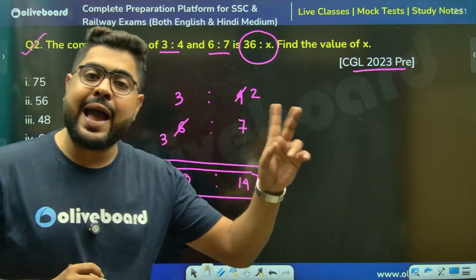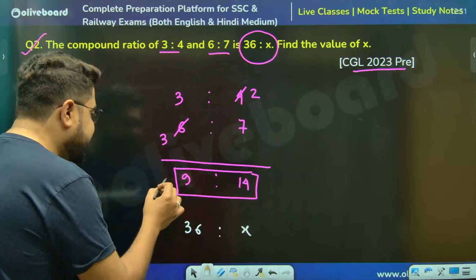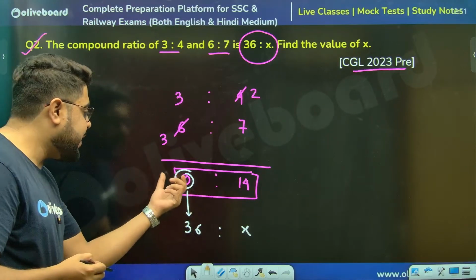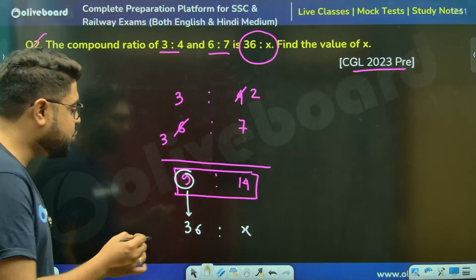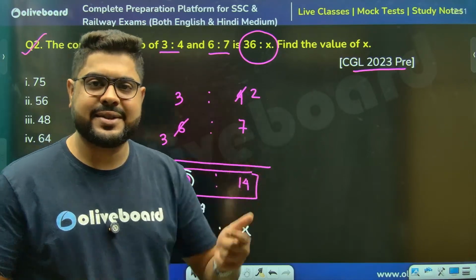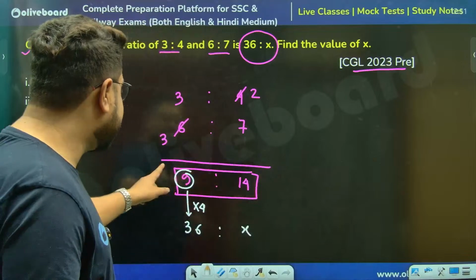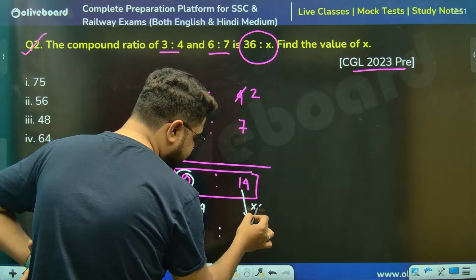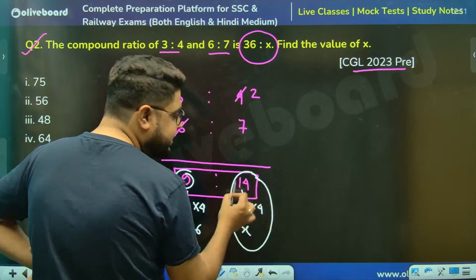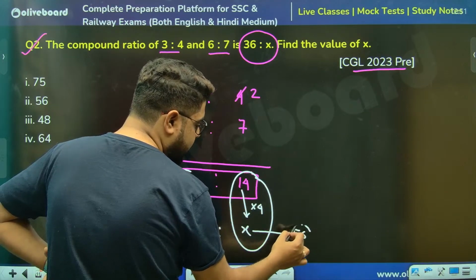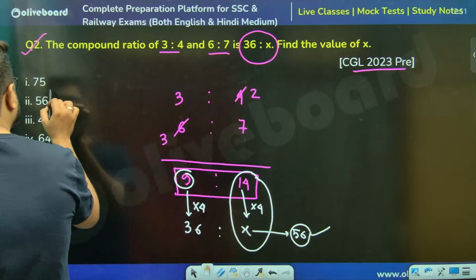Now find the anchor point. Sir, anchor point is this, sir. Meaning, sir, I have to make this 9 into 36. How to do that? Sir, by multiplying by 4. 4 9s are 36. Now if I am multiplying this by 4, I have to multiply this by 4 as well. So the value of x is how much, sir? 4 14s are 56. Done. Option number 2, sir.